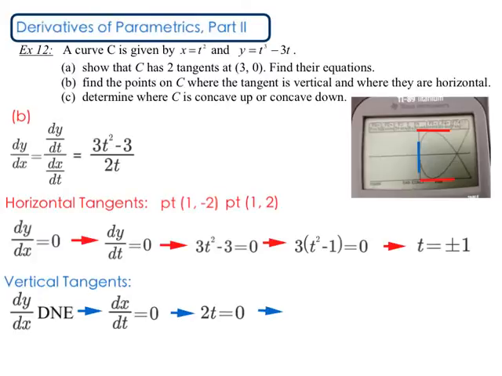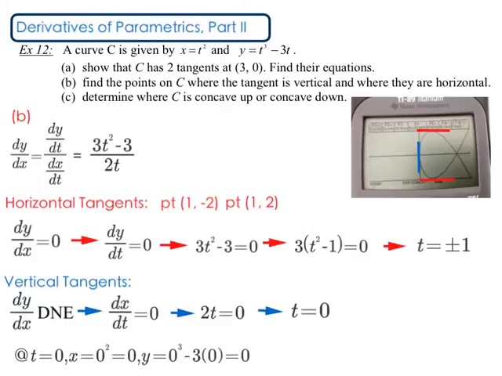Now again, you weren't asked to find the time when the tangent is vertical. You're asked to find the point where the tangent is vertical. So you need to plug that t value into both the x component and the y component. Okay, so at t equals 0, x is 0 squared, which is 0, and y is 0 cubed minus 3 times 0, which is also 0, which means I have the point (0, 0).